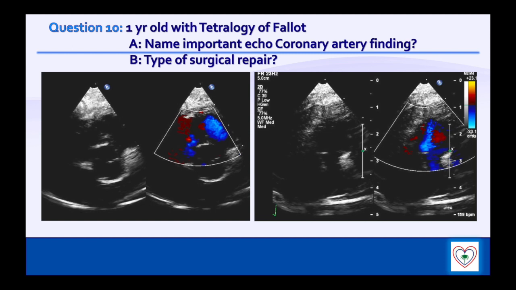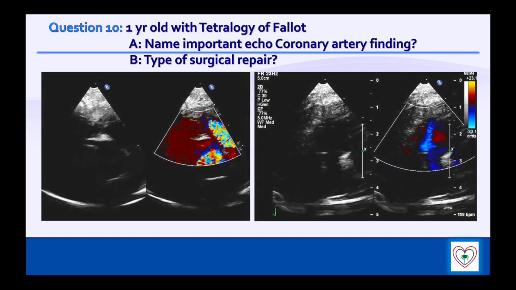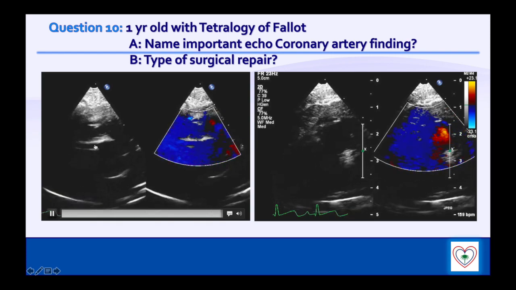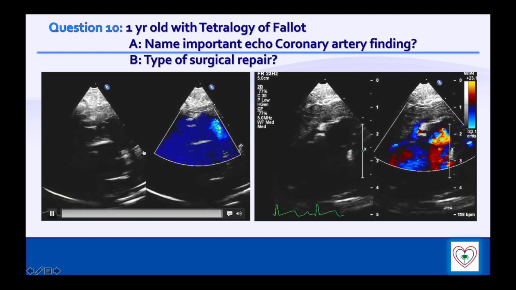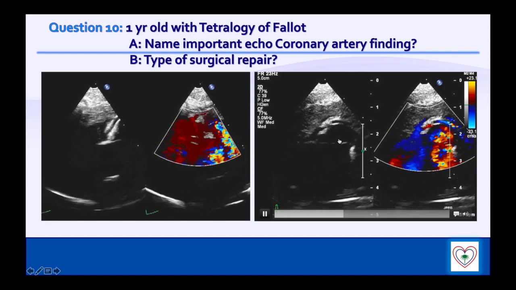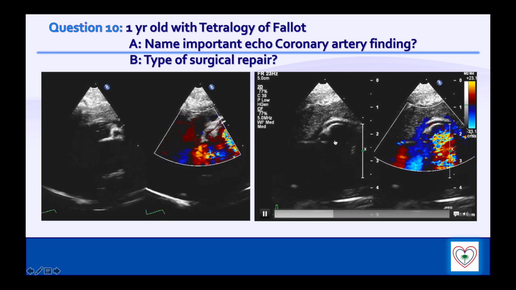This is the last question we have in this episode. This is a 1-year-old tetralogy of Fallot patient. So this baby has tetralogy of Fallot. The question is, name the important echo coronary artery finding and what type of surgical repair. So this is the aorta here. This is the right coronary artery. This is the same patient. And this is the pulmonary artery and RVOT.